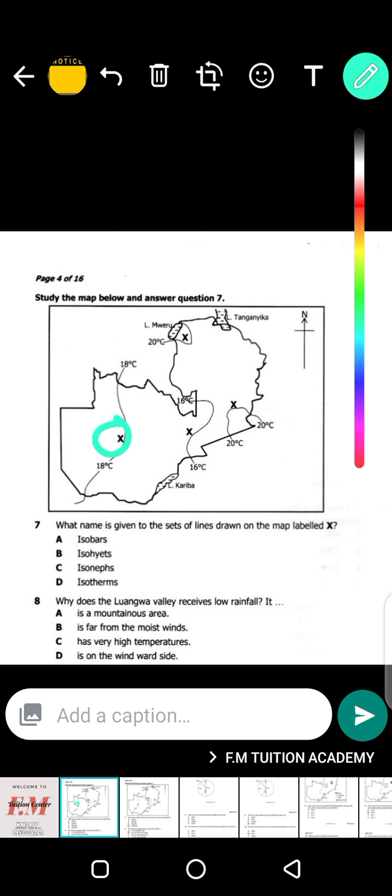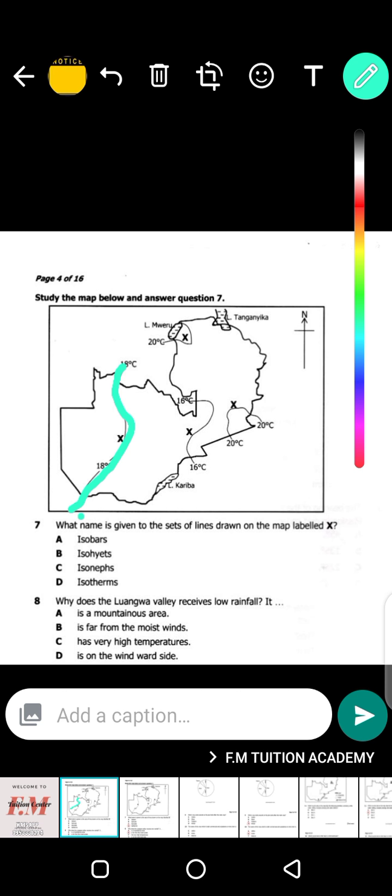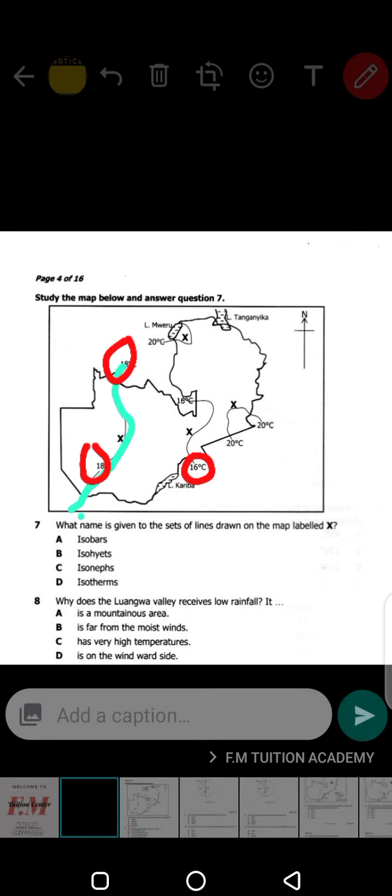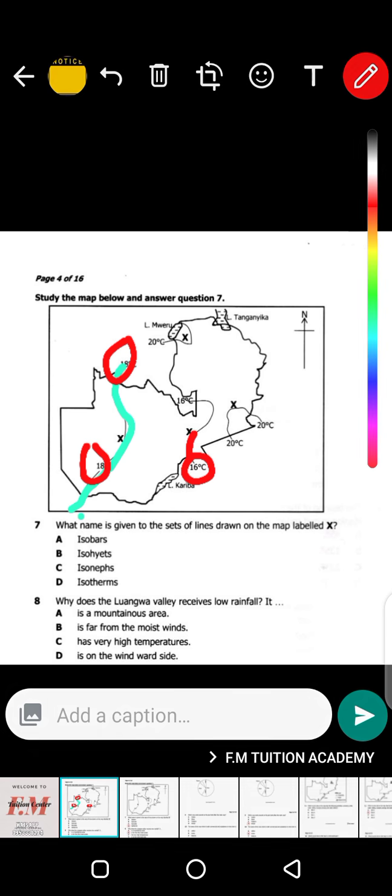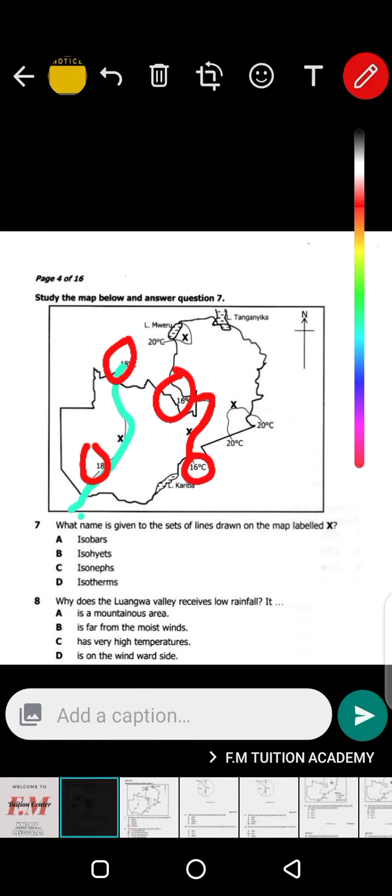Here it's X, there it's X, and there it's X. What do you notice about these lines marked X? Have you seen here it's 18? The first line is this one here, all of this is X up to there. It starts from 18 here and ends with 18 again there. Same thing here again, it's the same X. It starts with 18 there, goes like this, and ends with 18 there.